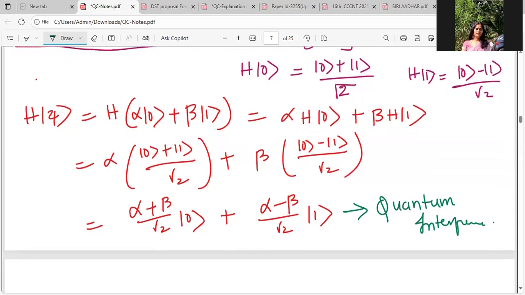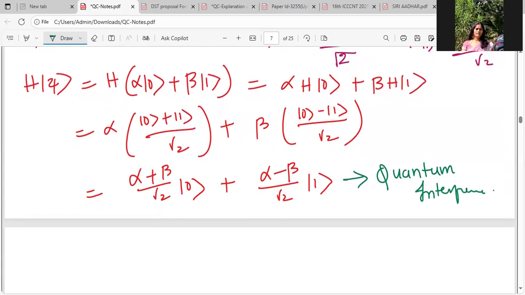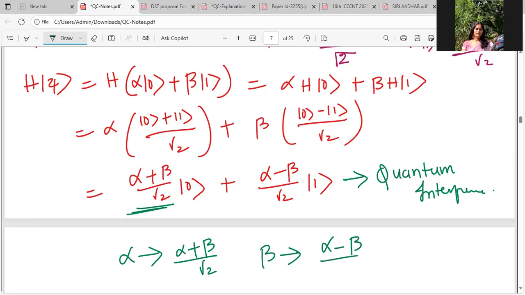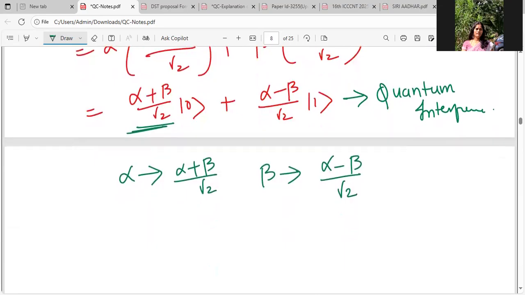What this says is, suppose there was only alpha as the coefficient for ket 0 and beta as the coefficient for ket 1. But then what has happened is, for ket 0, the coefficient or the probability has changed from alpha to (alpha plus beta) by root 2. For ket 1, it has changed from beta to (alpha minus beta) by root 2. This is called quantum interference, and usually you observe this quantum interference with the Hadamard gate.